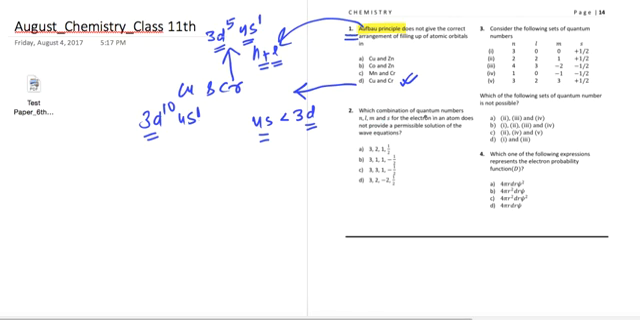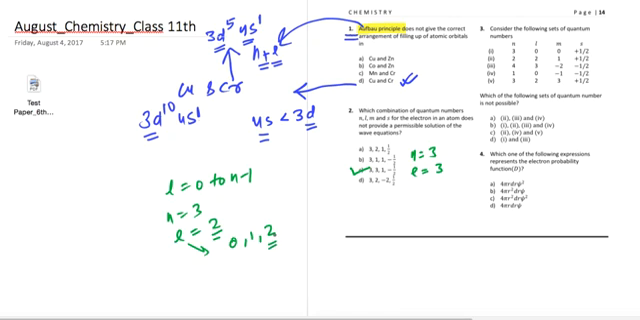Which combination of quantum numbers is not permissible? The simple answer will be C, because here you have n equal to 3 and l equal to 3. You know that the value of l is 0 to n minus 1. So if n is 3, then the maximum value of l could be 2. The permissible values of l are 0, 1 and 2. So this combination is not possible.